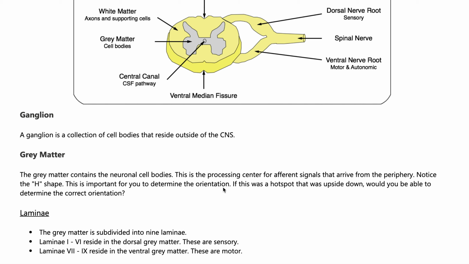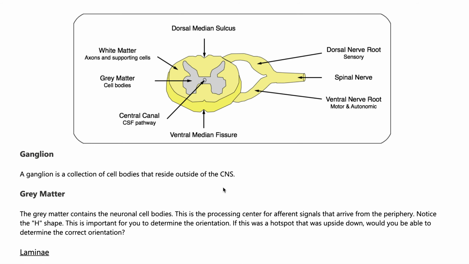This is the processing center for afferent signals that arrive from the periphery. Notice the H shape. This is important for you to determine the orientation. If this was upside down, would you be able to determine the correct orientation of the spinal cord, specifically the gray matter?